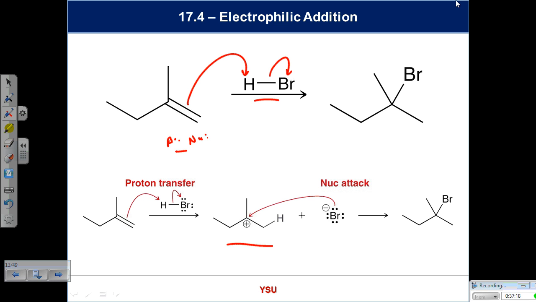Markovnikov, indeed, right? You could have put the proton on the tertiary carbon, that would give you a primary carbocation. That's not very good. So this all goes in this direction. All of a sudden we made a tertiary cation. What type of cation is that? Tertiary, right? And so what's good about tertiary as opposed to secondary or primary?